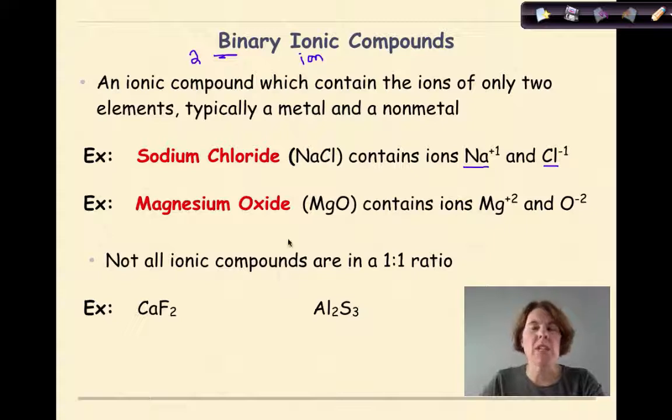One thing that you have to realize is that in ionic compounds, we might not be in a 1-to-1 ratio. For example, CaF2, calcium fluoride, is in a 1-to-2 ratio, one calcium for every two fluoride ions. Or Al2S3, we need two aluminum ions and three sulfide ions, and that's what these subscripts are representing. Or finally, lithium oxide, two lithium ions for every one oxygen ion to form these ionic compounds.